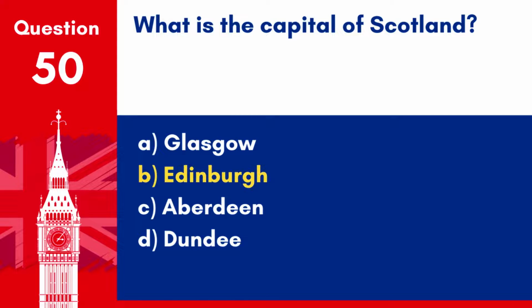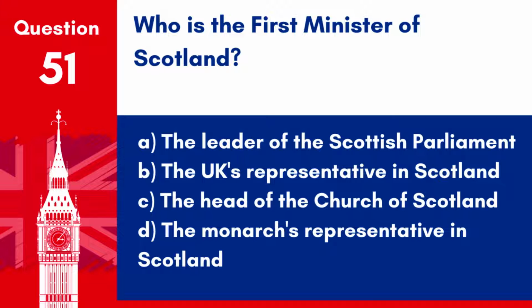Answer: B. Edinburgh. Edinburgh is the capital of Scotland. Question 51. Who is the First Minister of Scotland? A. The leader of the Scottish Parliament. B. The UK's representative in Scotland. C. The head of the Church of Scotland. D. The monarch's representative in Scotland.